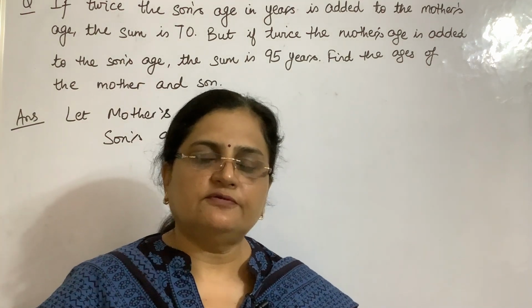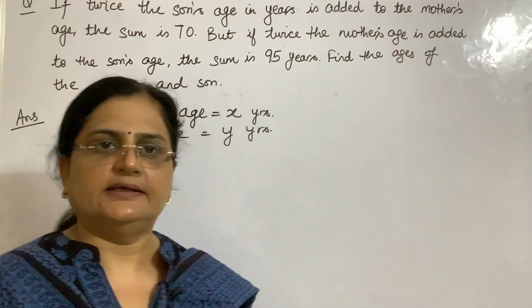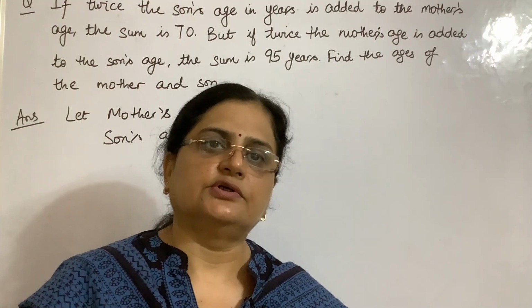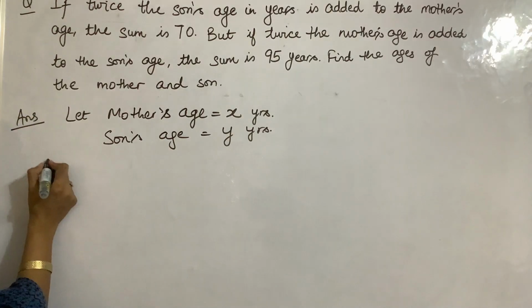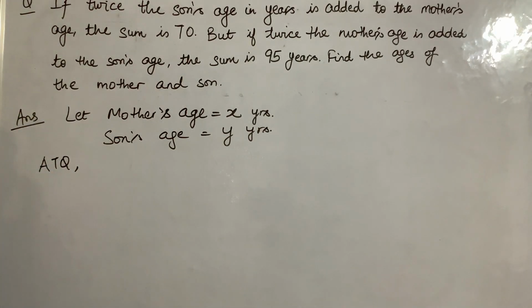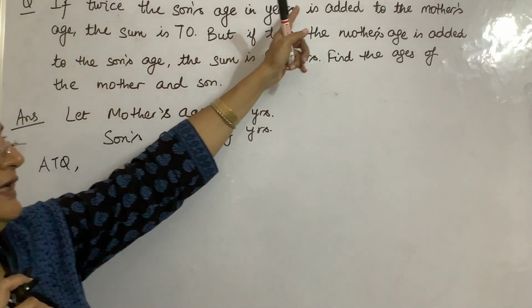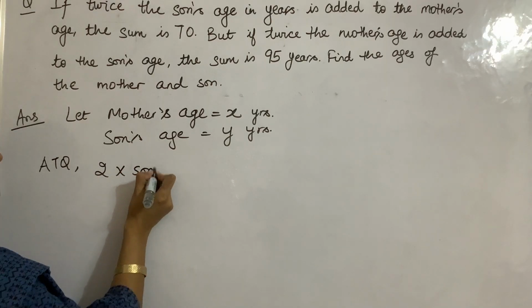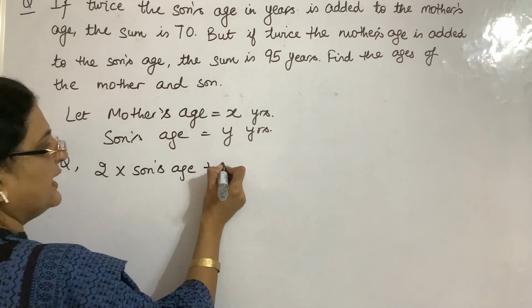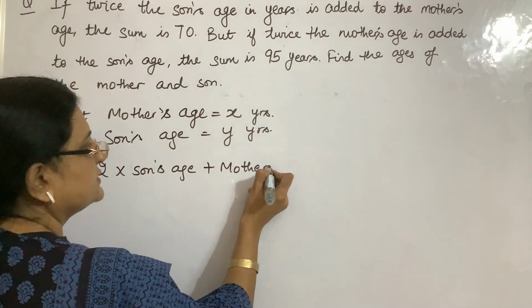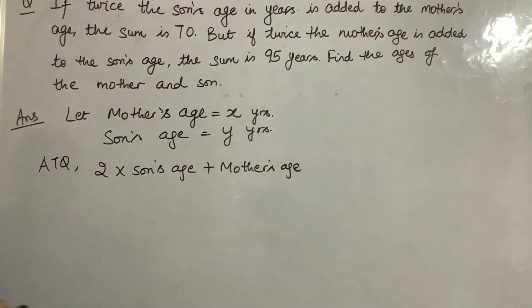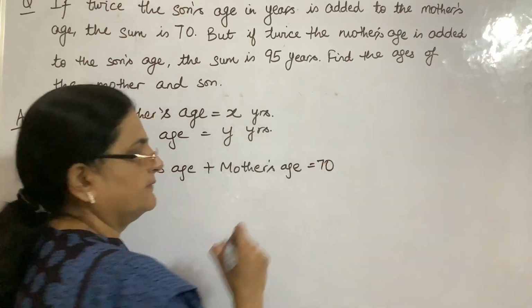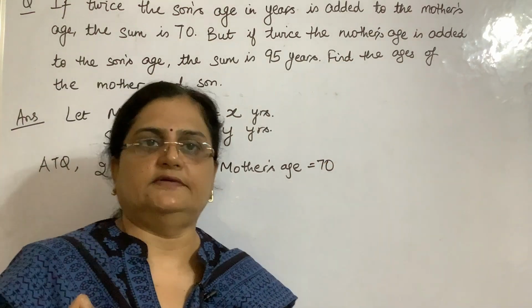Now my advice for making the question simple and easy to handle is first form a word equation. Write down in words and then substitute the values. So according to the question, what are you given? Twice the son's age is added to the mother's age. The sum is 70. You will never commit a mistake if you write the word equation like this.